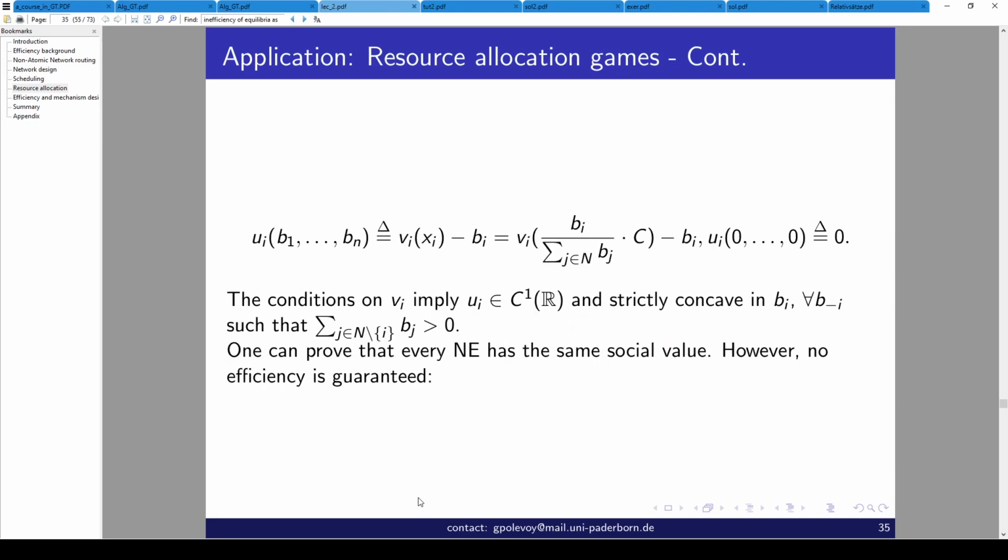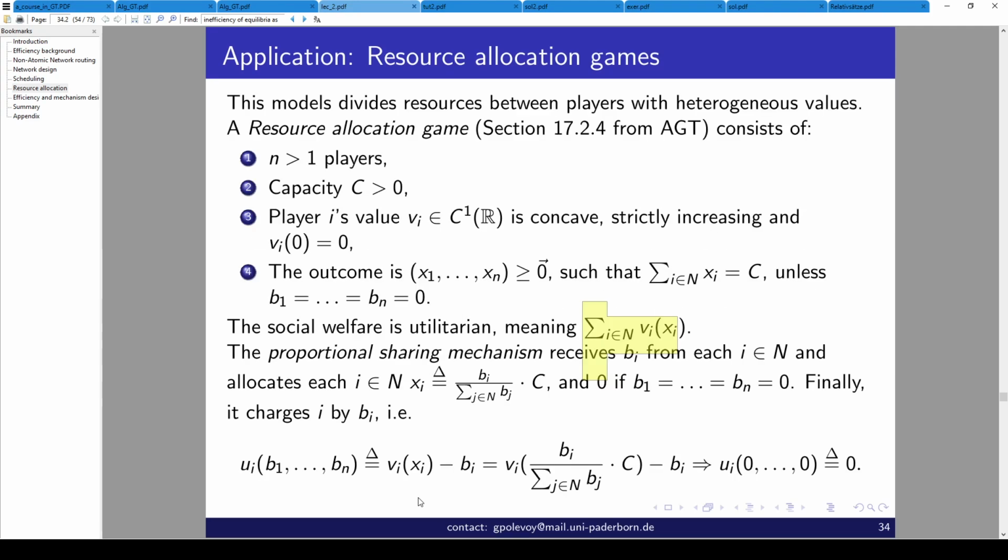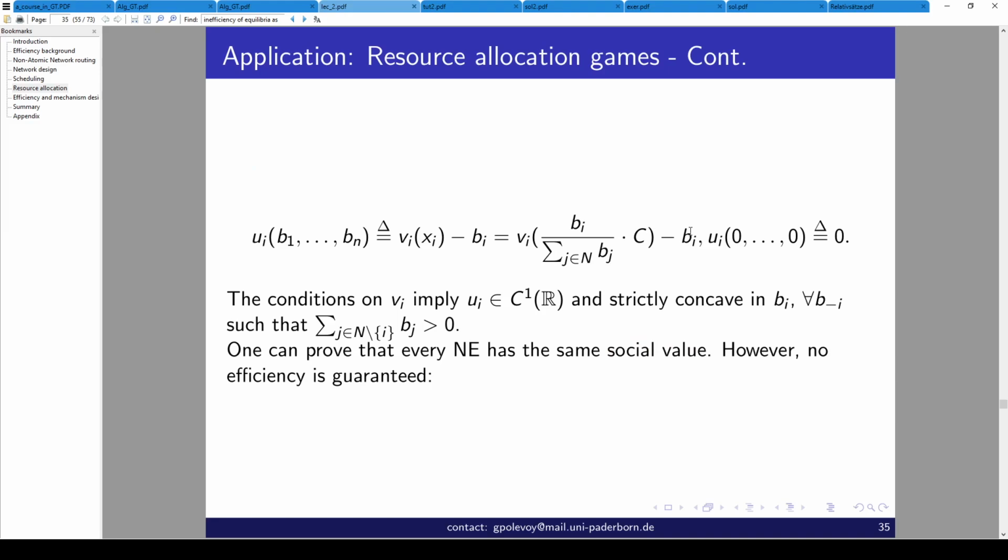And the conditions on V, which we said is continuously differentiable, concave and strictly increasing, imply that also U_i is continuously differentiable and strictly concave in b_i when the rest are fixed. Of course, assuming that the sum of the rest is positive, so that we don't look at the edge case and we just use the formula.